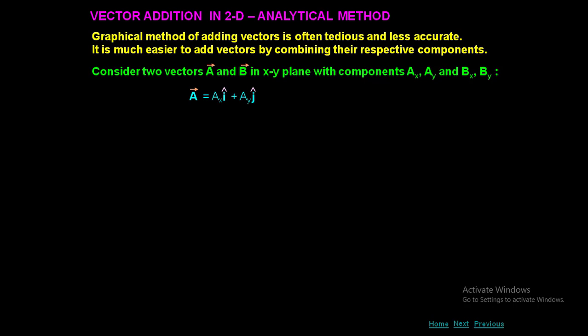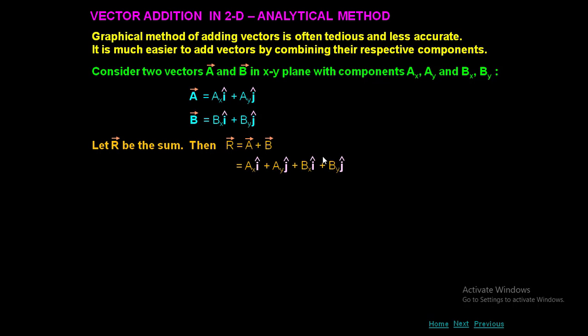So you can represent A bar equal to Ax i cap plus Ay j cap, and B bar equal to Bx i cap plus By j cap. Now I want to add these two vectors. Let R be the sum, that is R bar is equal to A bar plus B bar. Simple. You have to add the i components together and j components together. So Ax i cap plus Ay j cap plus Bx i cap plus By j cap.